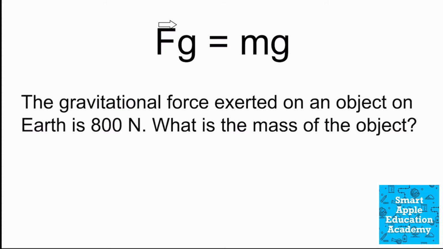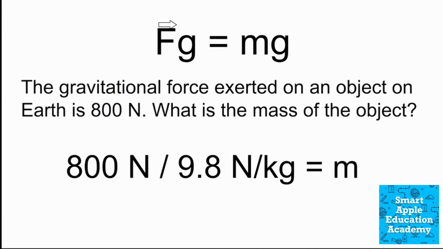So the gravitational force is 800 newtons and the gravitational field strength is 9.8 newtons per kilogram. So we could compute 800 newtons divided by 9.8 newtons per kilogram to get the mass of the object. 800 divided by 9.8 is about 80, but to be more accurate, it's about 81.6.